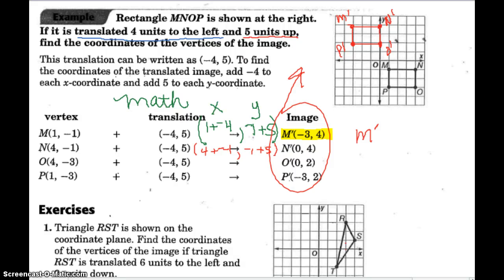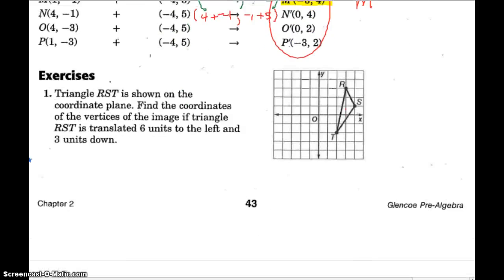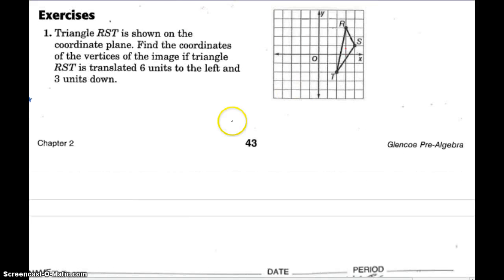So now try exercise number 1 on your own. I want you, though, to do the math. Don't just use the graph. Please show your math in the area at the bottom. So, AJ, what are the coordinates of R? 3 to the right and 3 up. So 3, 3. And the coordinates of S, Caroline, say them loud. One more time. 4 and 1. And the coordinates of T, Fozzie? 2, -2. 2 and -2.